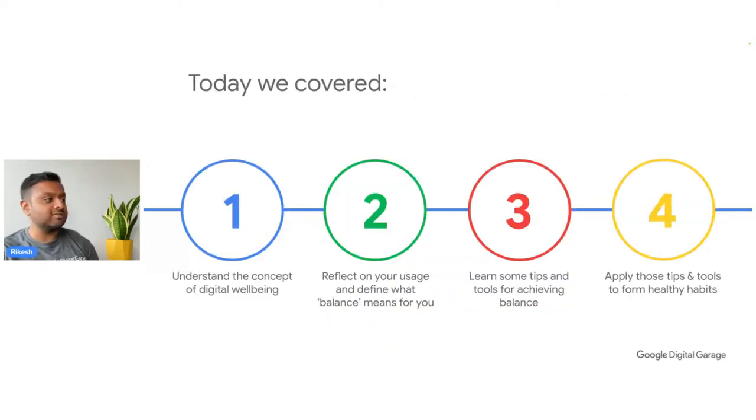So that's what we've covered today: understanding what we mean by digital well-being, and reflecting upon usage for you. Where does technology add the most amount of value? Where does it add the least amount of value? Getting clarity through contrast. We looked at some of the tips and tools for achieving a better balance in general. And then we looked at how to apply those tips and tools so that we can hopefully go ahead and create healthy habits as well.